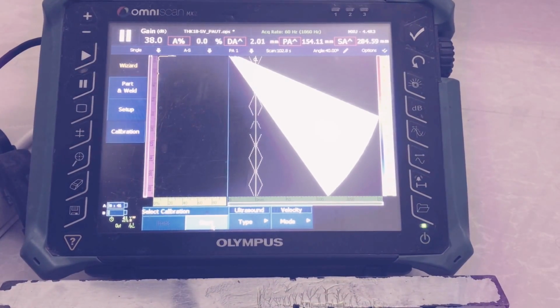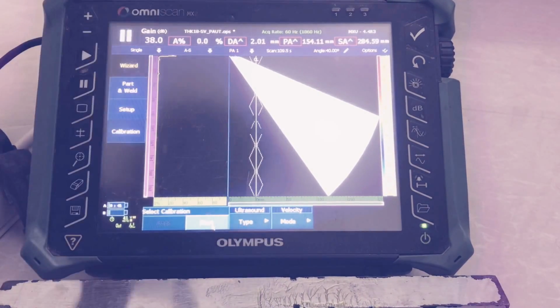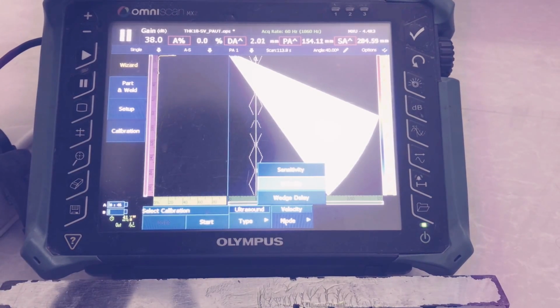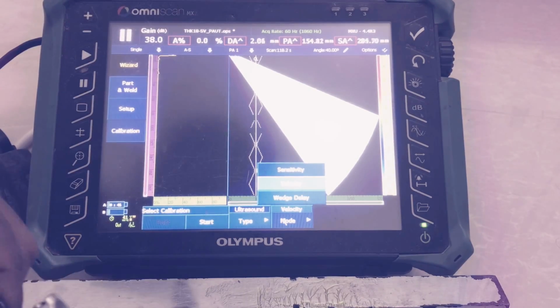Hi my friends, now we are going for wedge delay, the second part of the calibration. We already calibrated the velocity and now we are going for wedge delay. What do you mean by wedge delay?